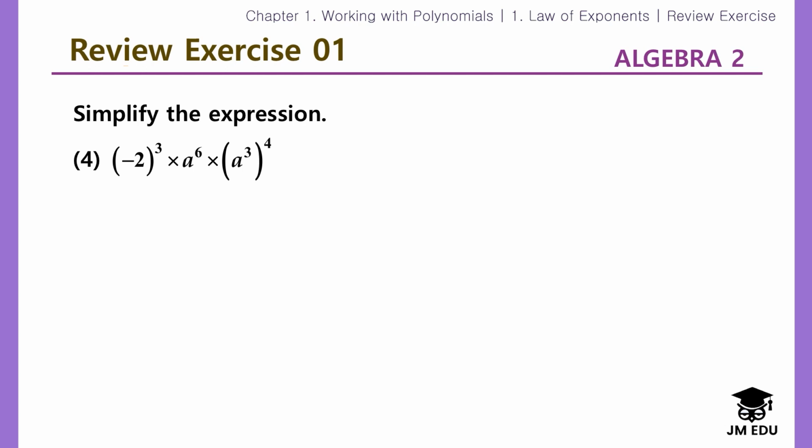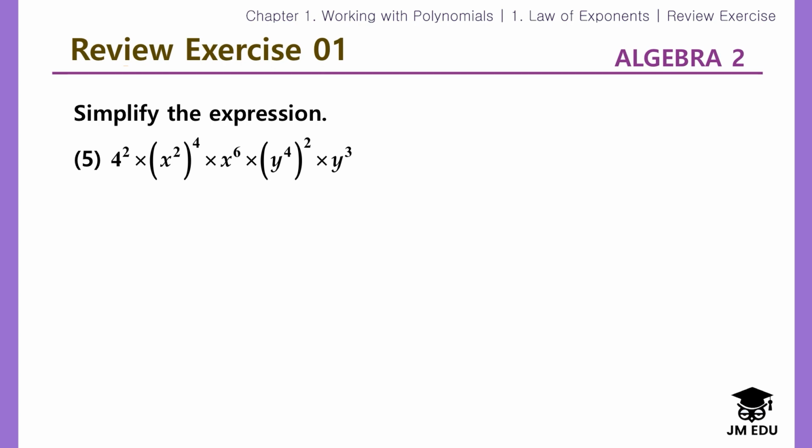Number 4 is equal to, we have a negative and it is multiplied an odd number of times. That's negative, right? We have 2 cubed times a to the 6 times a to the 3 times 4, 12. So negative 2 cubed is 8. We have a to the 6, a to the 12. So add exponents. So that's going to be negative 8, a to the 18.